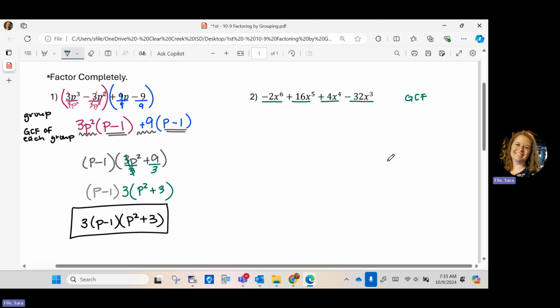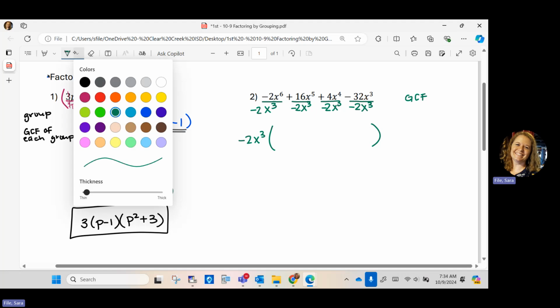What about the variables? Do they all have an x? Okay, and what is the highest exponent that I can take out of all of them? X cubed. Okay, so all of them are at least x cubed, so I can take out 2x cubed from each of these. Okay, so negative 2x cubed is my GCF that I'm taking out.